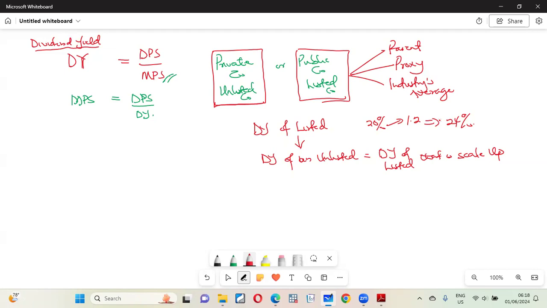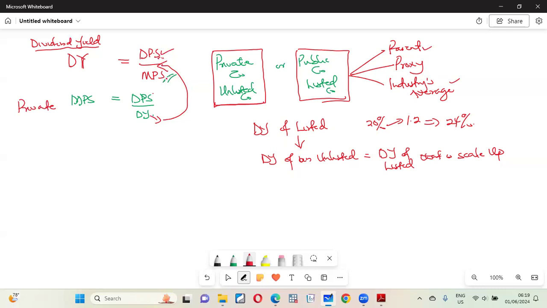So once you find the DY, assuming this company that we are valuing is unlisted, this DY will come from a listed company that has been scaled up. Then you come and apply the DPS of that private company. So please don't repeat the DPS here. The DPS you used here was from a proxy company or the parent company or the industry's average. That is the DPS that you used here.